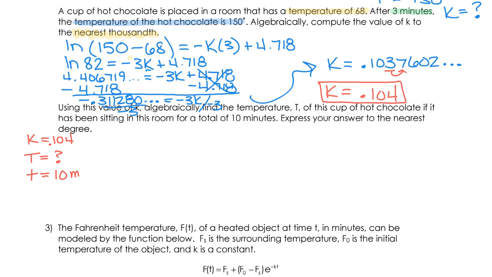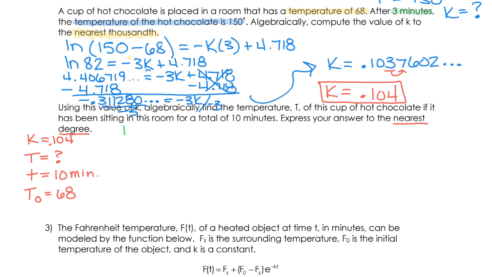Instead of 3, now it's 10 minutes. Express your answer to the nearest degree. All right, so we have to remember that our room temp is staying exactly the same. And so we have our 3 variables filled in and our 1 question mark. Okay, so now we'll go back up to our formula and plug in this information.